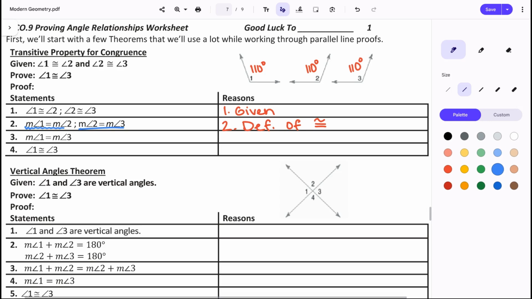What can we do if we want to skip over the person in the middle? We just cancel them out, because we know that the first 2 pairings are the same and the second 2 pairings are the same. They both have 2 in common, so we can skip over angle 2 and say that angle 1 and angle 3 are congruent to each other. That's using the transitive property.